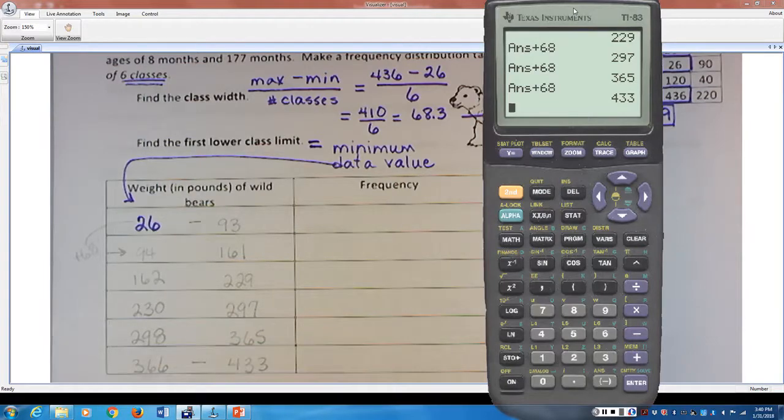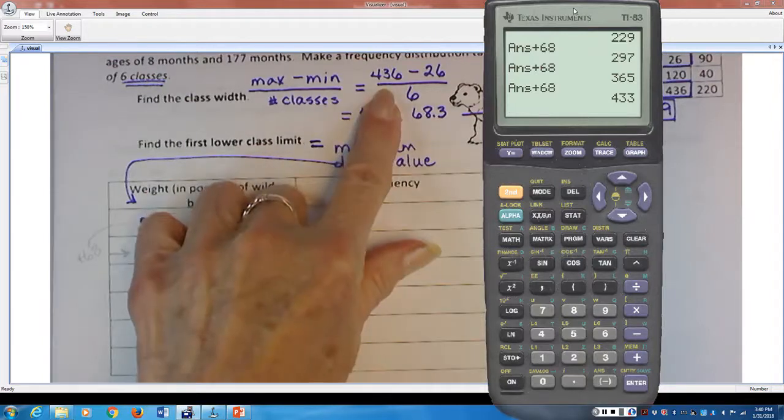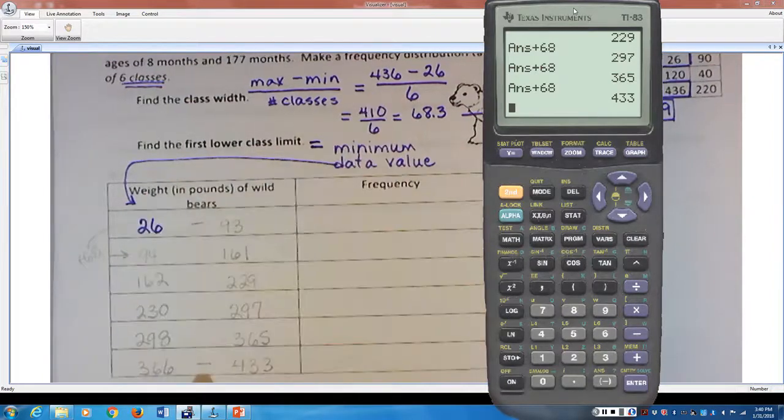Exactly. My biggest bear weighs 436 pounds. My biggest bear does not fit in the highest class interval I have for my data. I can't make another class because then I have more classes than I was told to make. I can't throw him out because he's part of the data set.